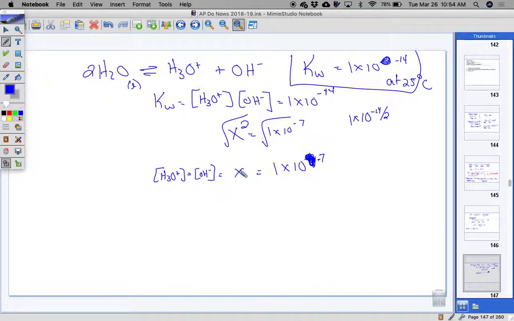All right, look at the sample exercise in the middle of page 3. Calculate H plus and OH minus for the following solutions, and then state whether the solution is acidic, basic, or neutral.